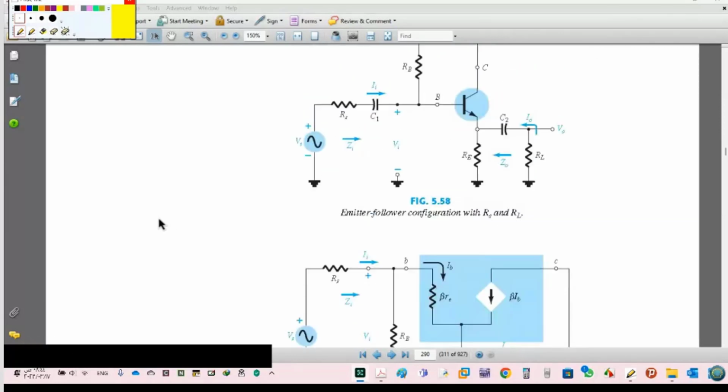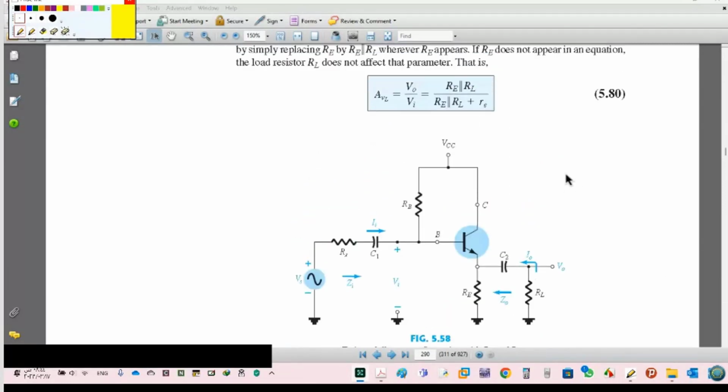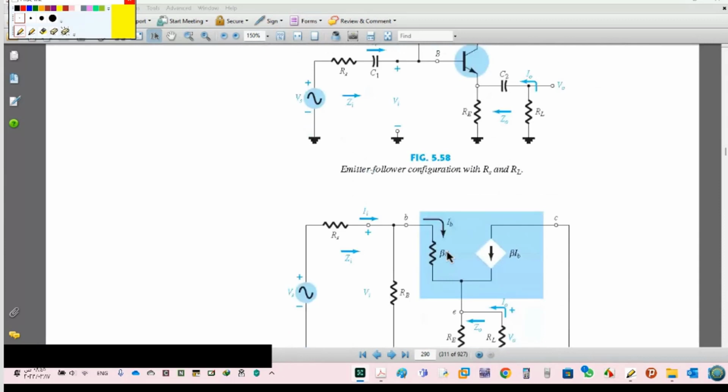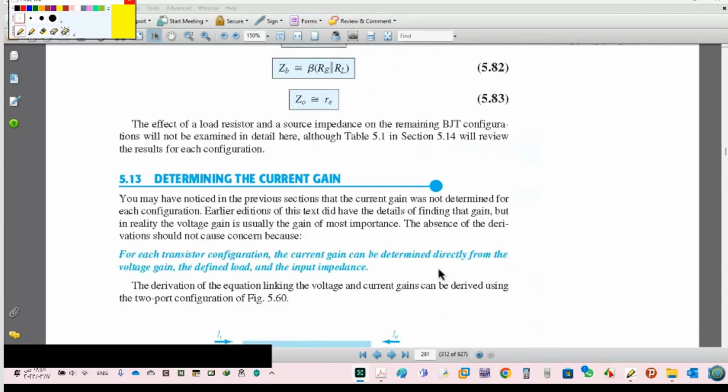Okay, now let's continue. Here we have, for example, the emitter follower. If we don't have RE, this is cancelled, by the way. We are just dealing with the case where we have a capacitor, or we can say a bypass capacitor. This is a little bit hard, so this one is cancelled. We don't have this one.